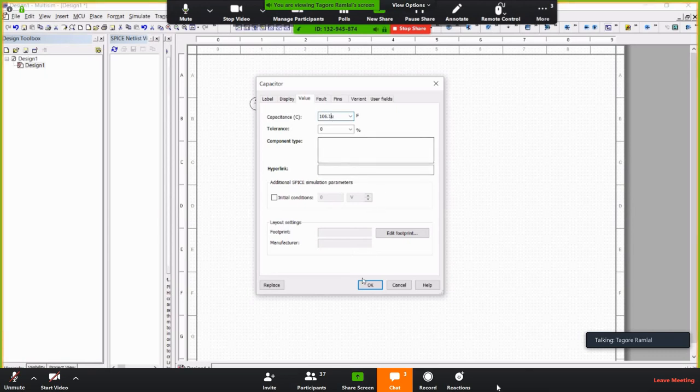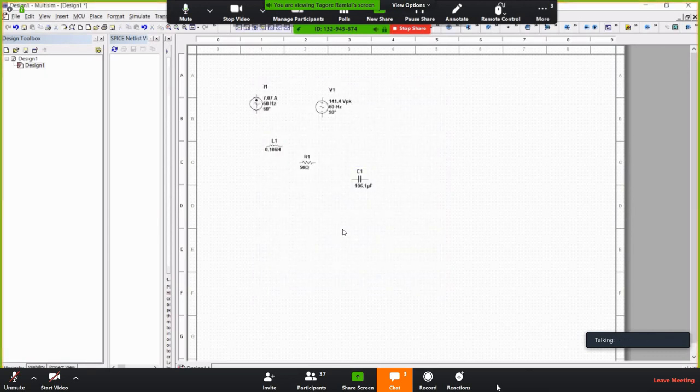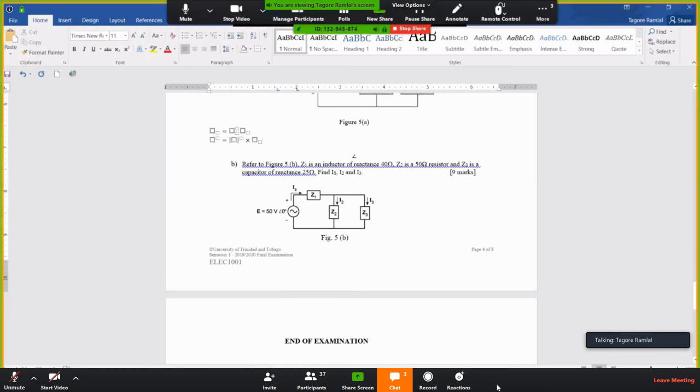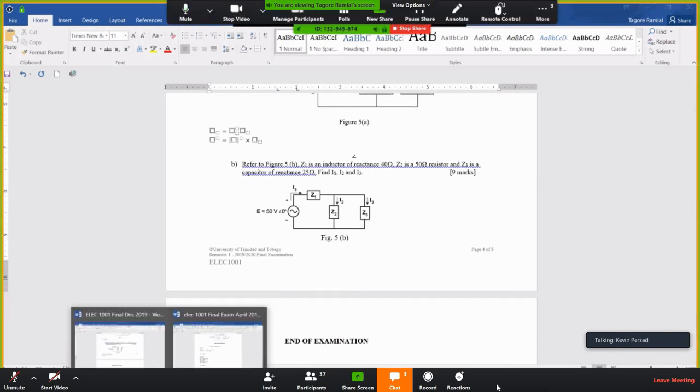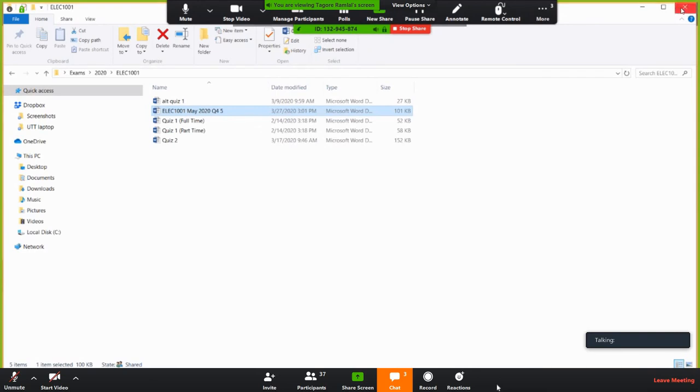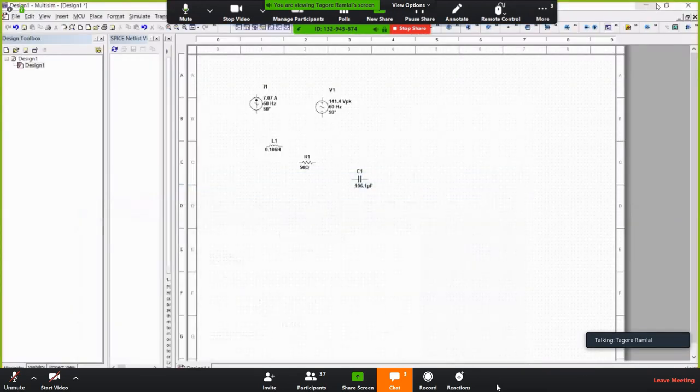And then you construct the circuit, right? So these two are in parallel, this is in series, and you place your multimeters accordingly. Right, so Z2 and Z3 are in parallel, and in series is Z1. So before I log off, I want to show you something.